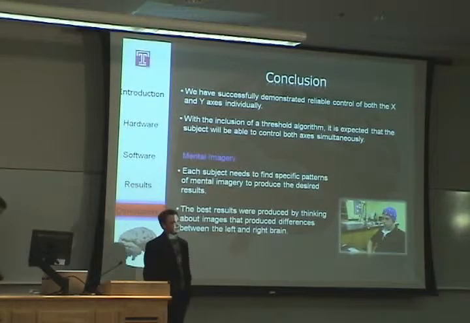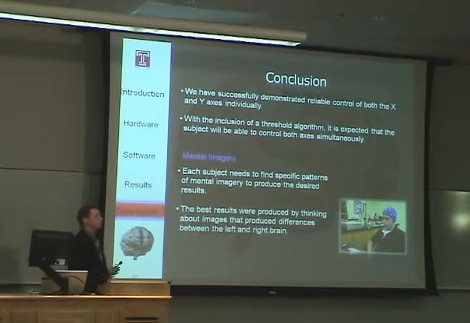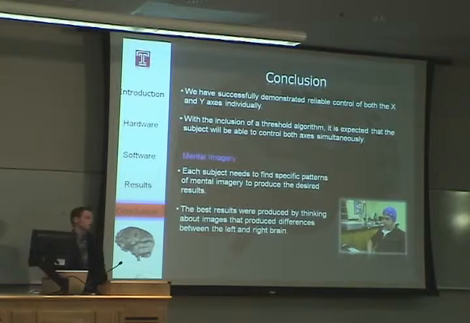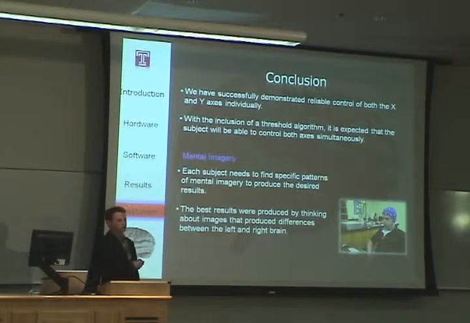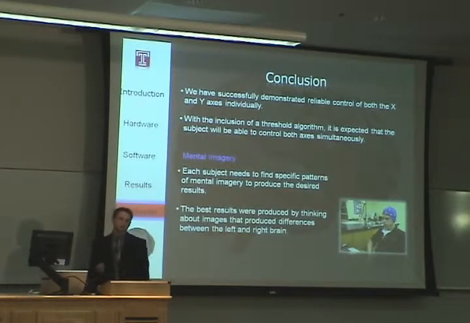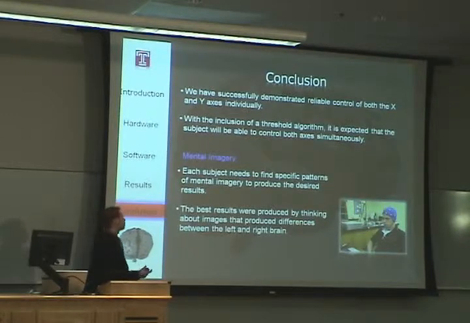So we basically, at this stage of the project, have successfully demonstrated X and Y axis cursor movement. One of the major roadblocks we ran into is getting the user to modulate both axes at the same time. So at the current state, like you saw in the video, we had the vertical going. You can also flip that onto the horizontal axis and have that move, but not at the same time. And we think with the inclusion of this threshold algorithm we've been working on, that would be much improved, and the user, through more training, would be able to do that.